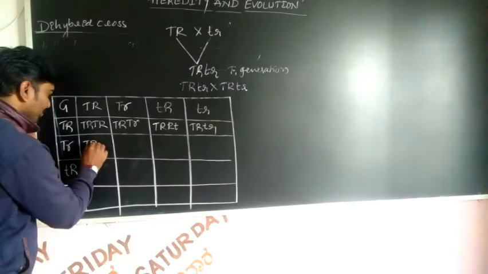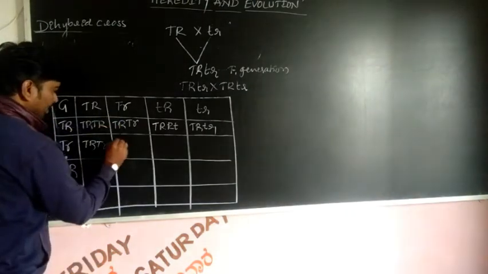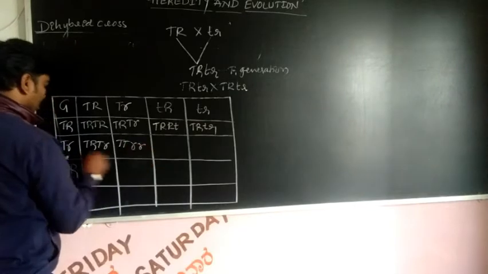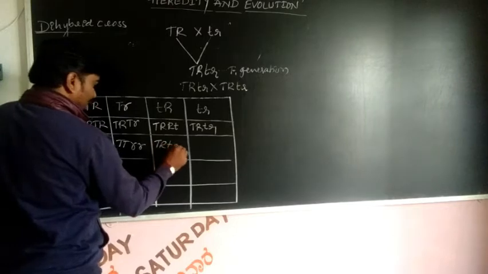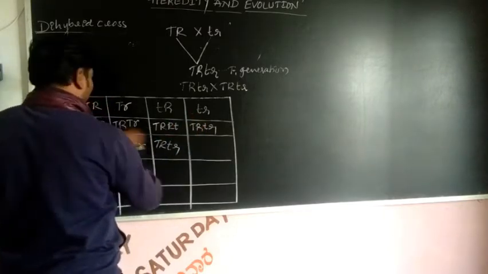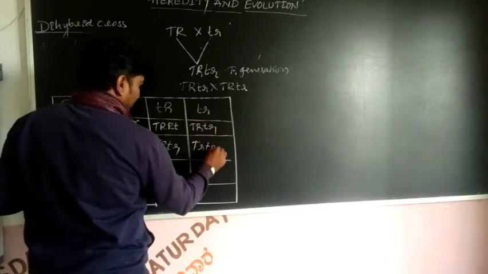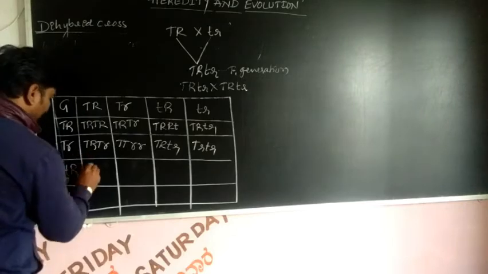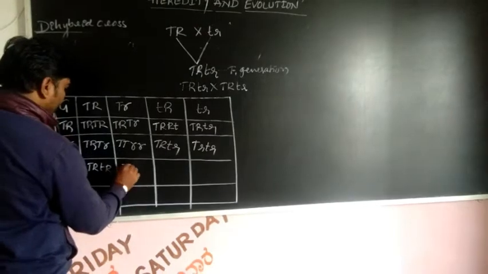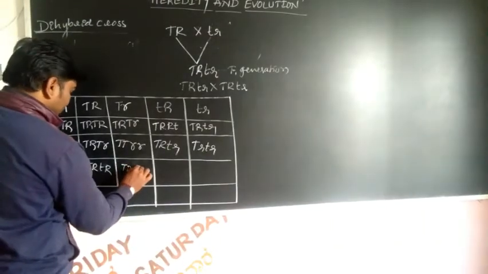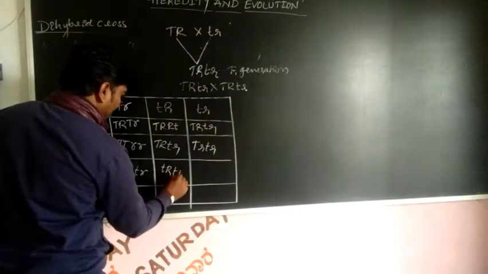Here capital T capital R, capital T small r. Crossing between these two, you can get capital T capital R, capital T small r. The crossing between these two, you can get capital T capital R, small t small r. And crossing between these two, you can get capital T small r, small t capital R. Crossing between these two, capital T capital R, small t capital R. Crossing between these two, capital T capital R, small t small r. Crossing between these two, small t capital R, small t capital R.